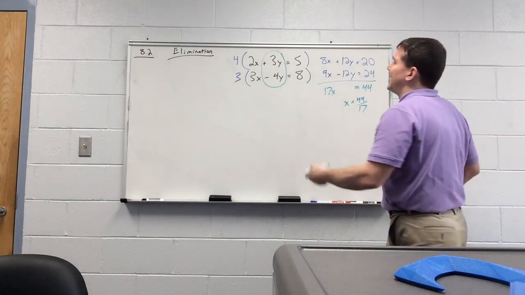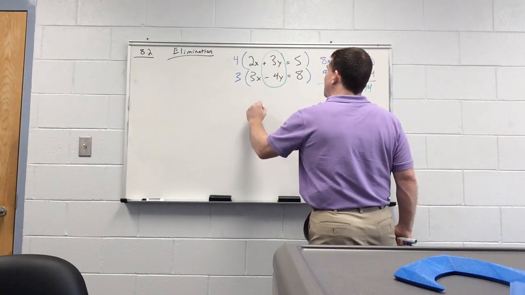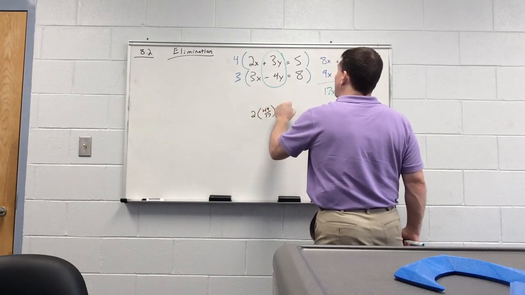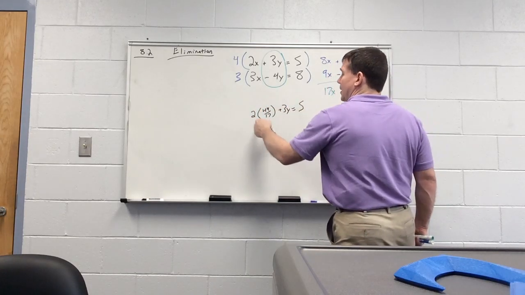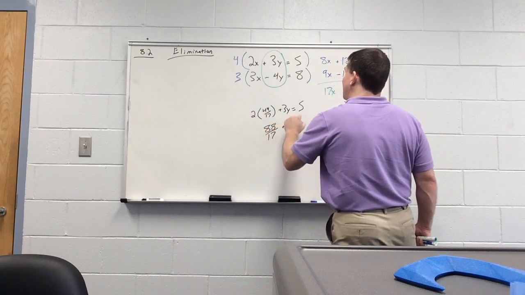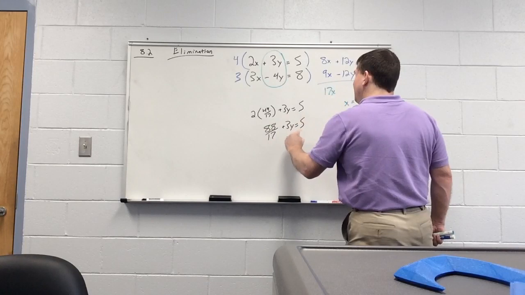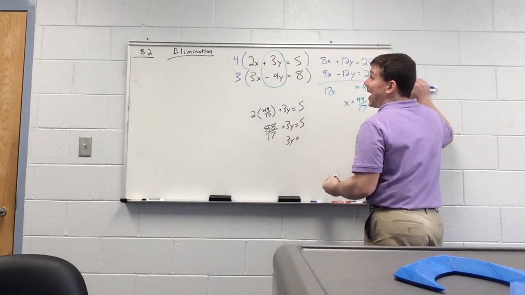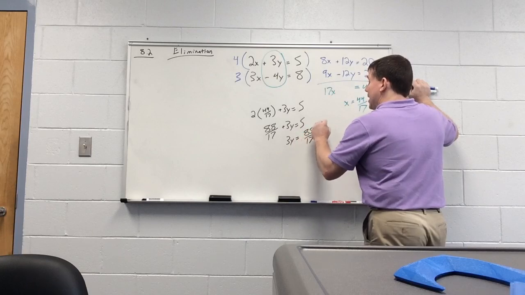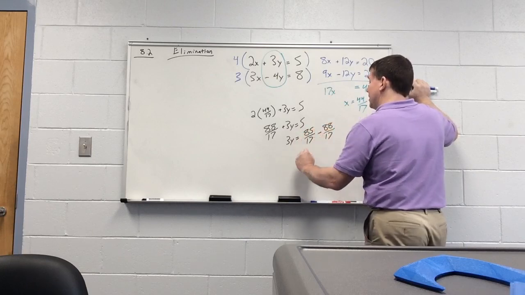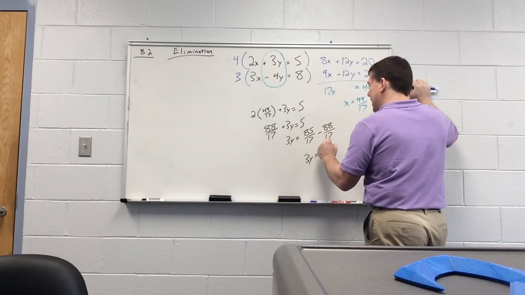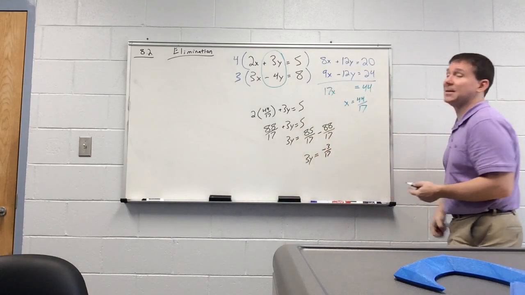Now I pick an equation. I'll just go with the first one. 2 times x, which is 44 over 17, plus 3y equals 5. So that's 88 over 17 plus 3y equals 5. 3y equals 5, which times 17, that's 85 over 17, minus 88 over 17. So 3y equals 85 minus 88 is -3 over 17.